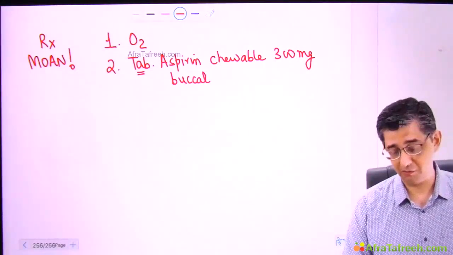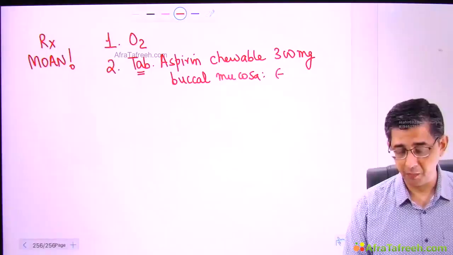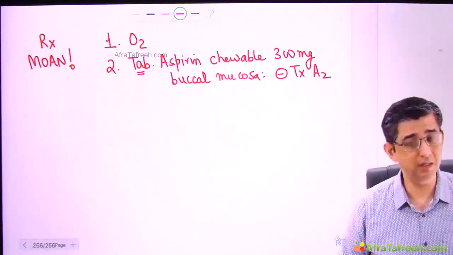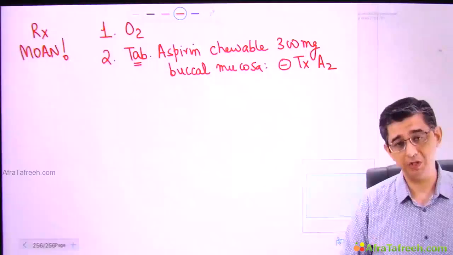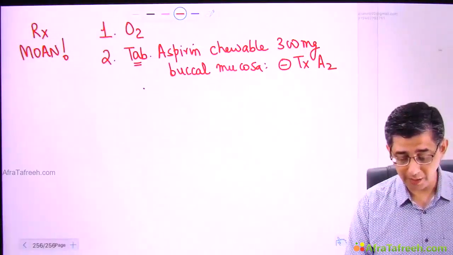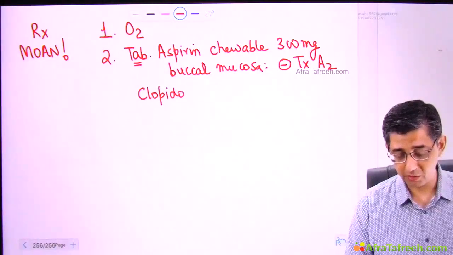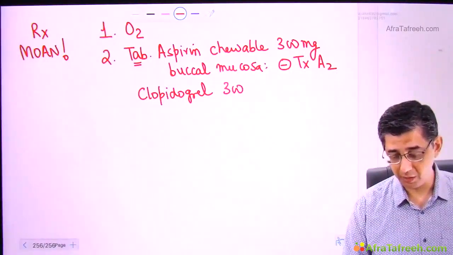the absorption via the buccal mucosa is what I'm looking for at this point of time, because I know that aspirin will inhibit the production of thromboxane A2 to inhibit platelet aggregation, as you know from pharmacology, and this will reduce the chances of clot propagation. Along with aspirin 300 milligram, it is also advised according to the current guidelines to also give clopidogrel to the patient. The dose would still be 300 milligrams.